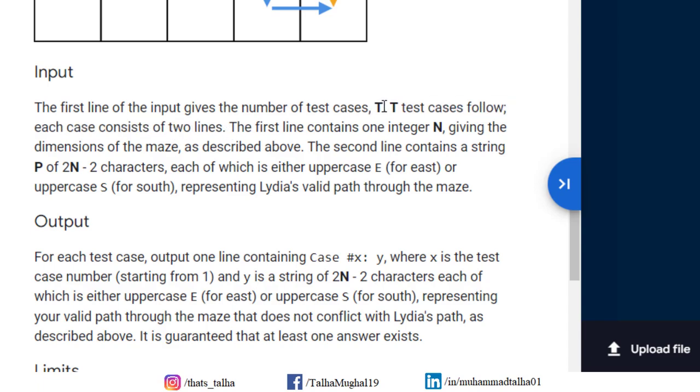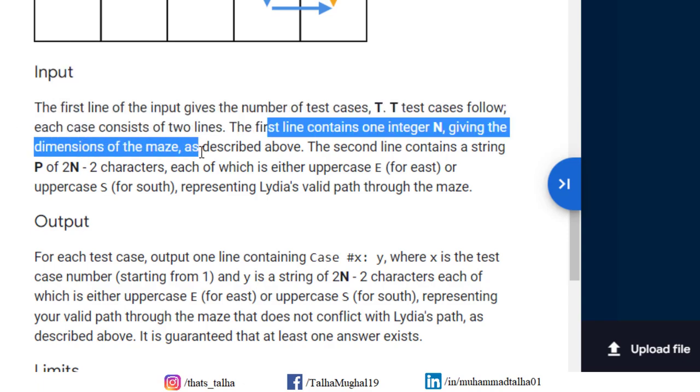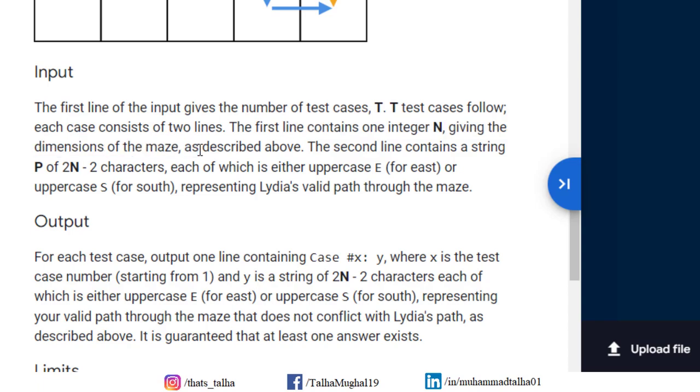After that first line we will go right into the first test case, and each test case has 2 lines. The first line contains one integer n giving the dimension of the maze. So the first line of each test case gives us the size of the maze or grid. The second line contains a string p, and the characters in it will be of this size.